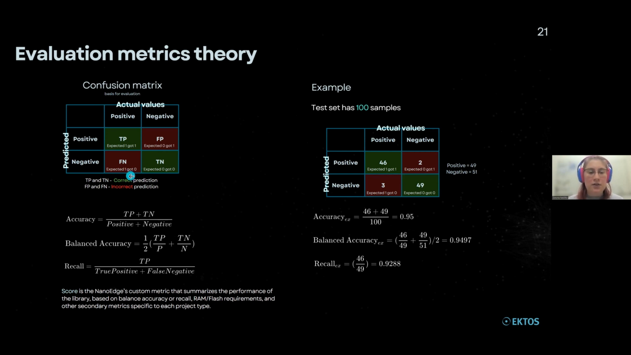And false negative is when we wanted it to be positive, but got a negative result from our model. Here are the formulas, but I know that formulas are a bit boring. That's why let's take a look at this example.